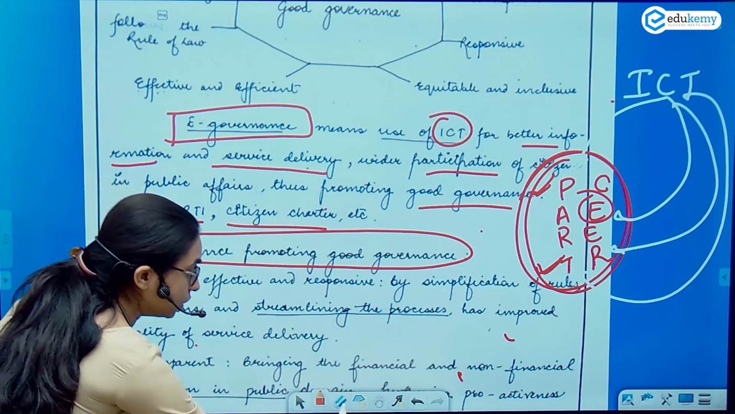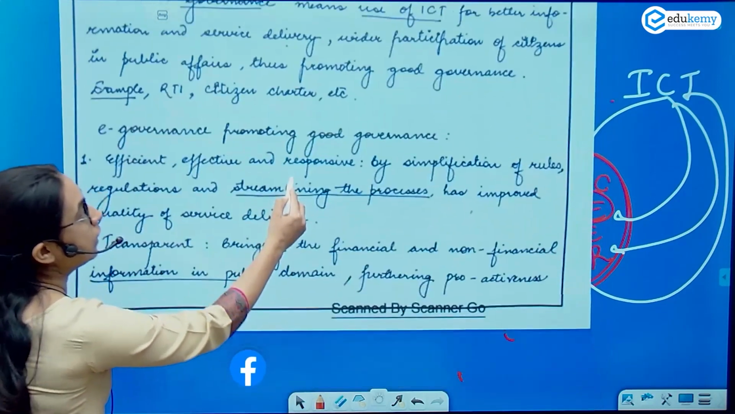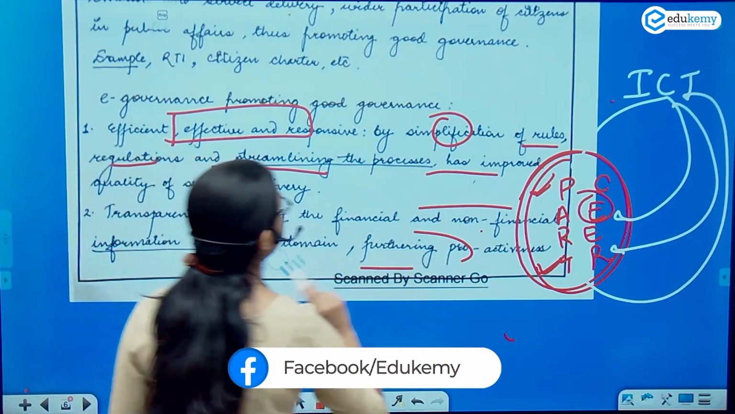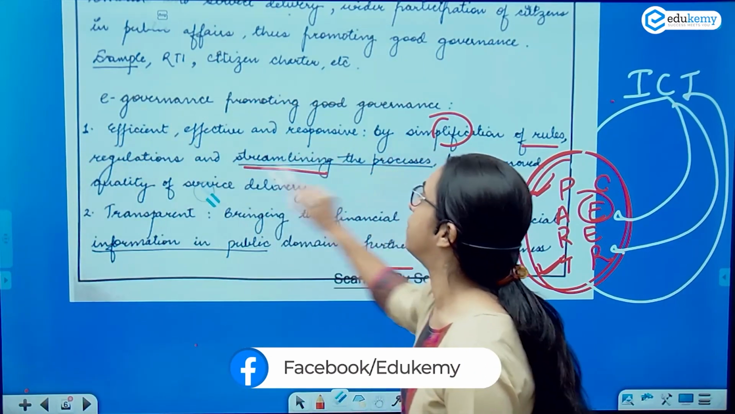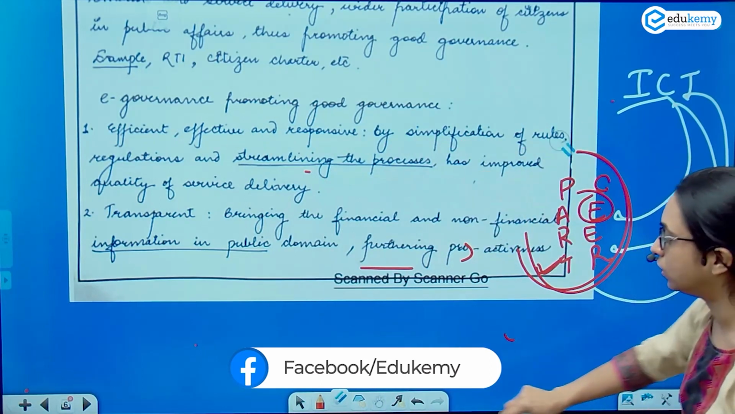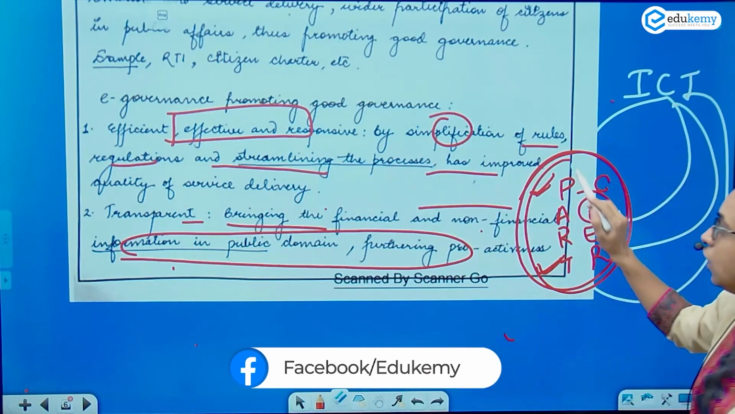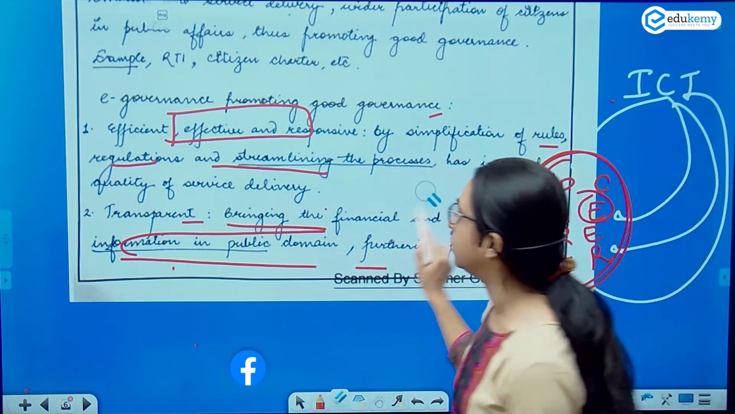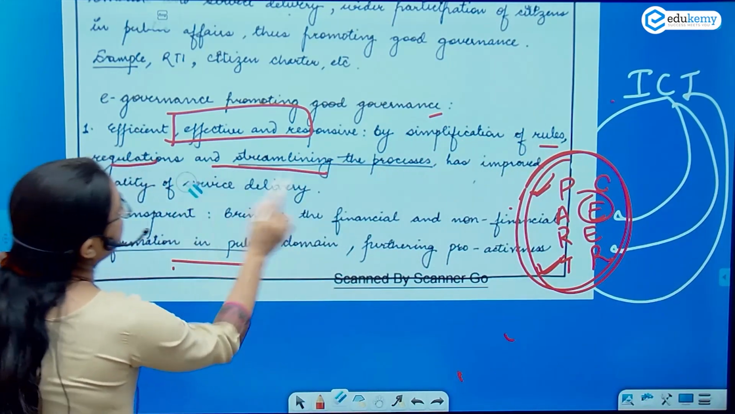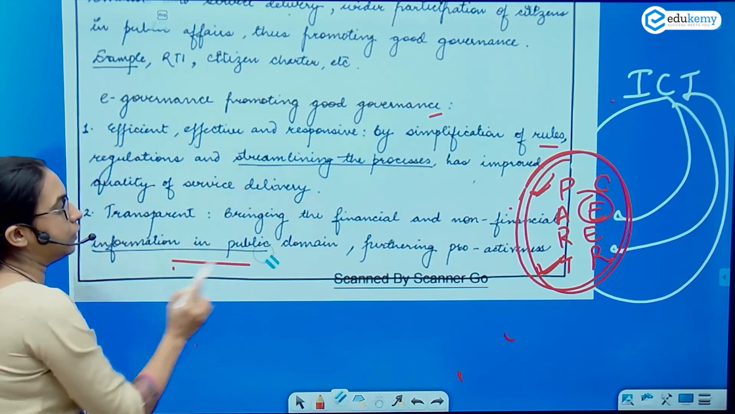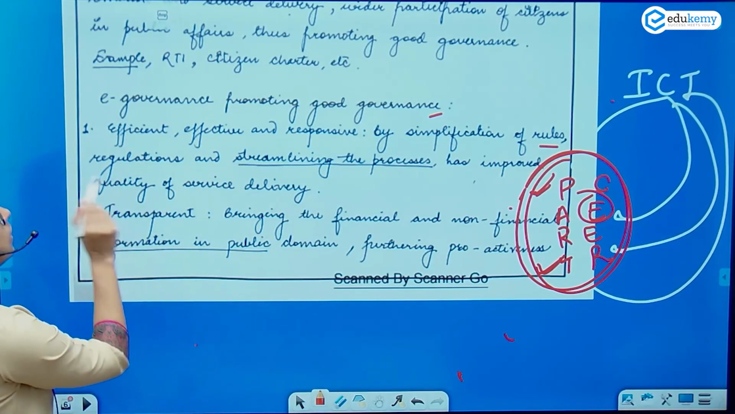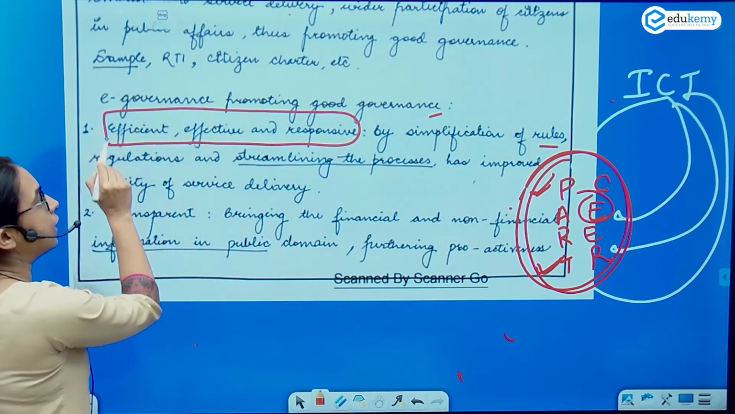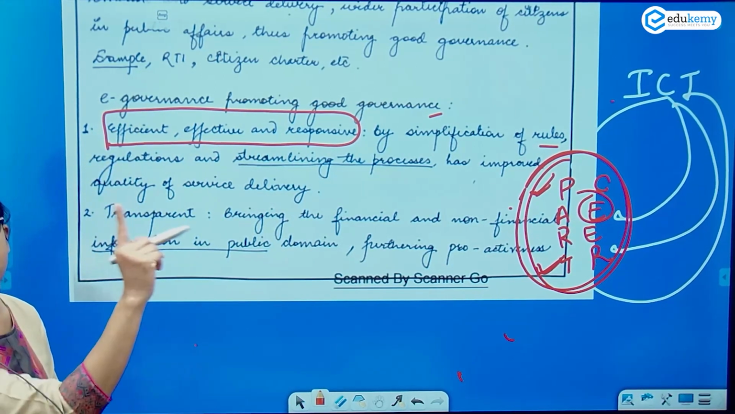How? Now here the important thing is, make the answer very visible for your examiner. Very visible for your examiner. We know these parameters now, so now we will try to write on these parameters. We will see how e-governance will fulfill these parameters. So first is efficient, effective and responsive. So e-governance promotes good governance. This is the first heading.